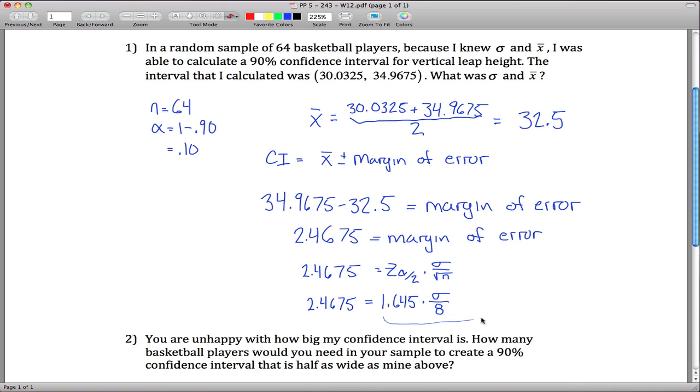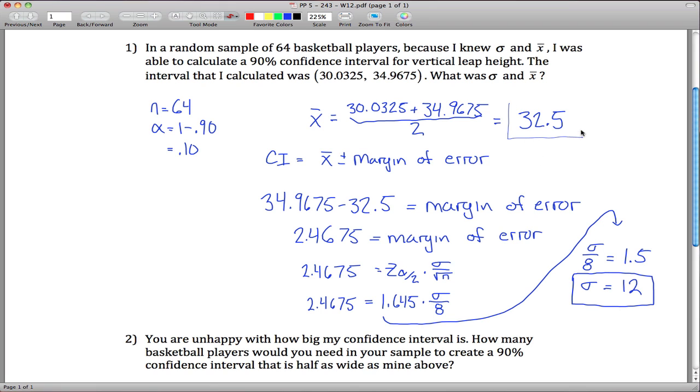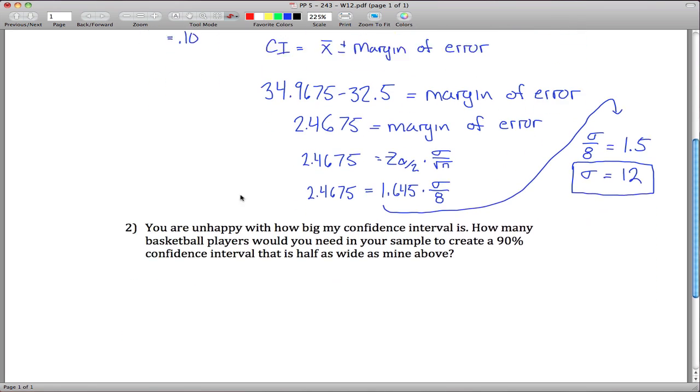Kind of running out of room. Jump up here. If you divide both sides by 1.645, you get sigma divided by 8 is 1.5. And from there, multiply both sides by 8, and you get sigma is equal to 12. Nice round number. So that and this are the answers to part 1. Then you move down to part 2.